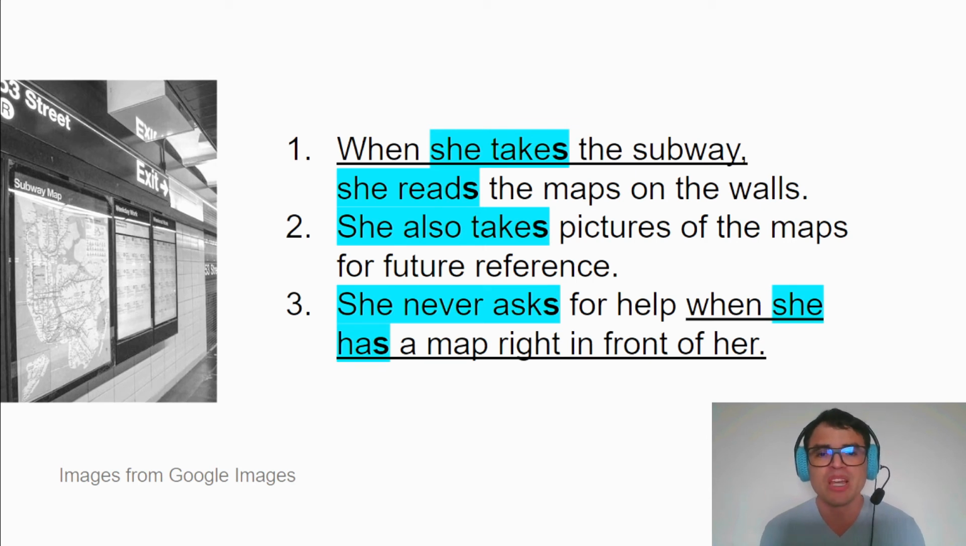Now, number 2, she also takes pictures of the maps for future reference. Simple present, she also takes. Number 3, she never asks for help when she has a map right in front of her. Simple present, she never asks, she has. Do you see a time clause in number 3? Yes, when she has a map right in front of her. That is the context. Good.